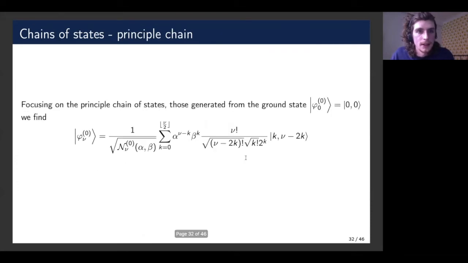Okay. So now, with that in mind, we'll restrict our attention to the principal chain, and those are just the first chain or the n equals zero chain. We call it the principal chain because this is the chain of states which does include all states, because they're built from the ground state, and the other states are built from higher energy zero modes. And so if we restrict to the n equals zero case, and we take the n equals zero limit of the formula I showed a few slides ago, we recover actually a reasonably simple form for these states in the first chain.